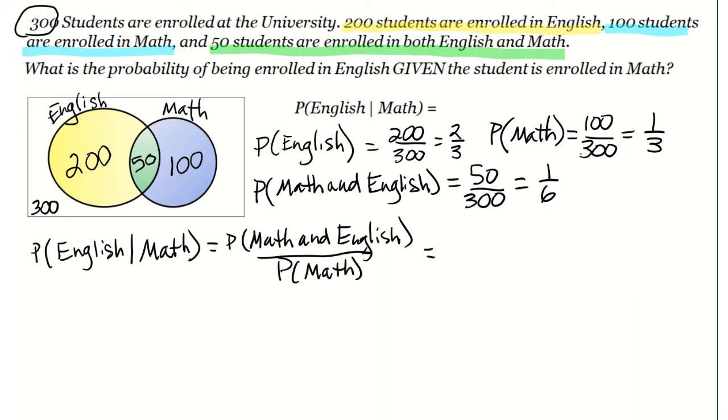So we can see from the numbers that we did before, that is going to be the probability of math and English is 50/300. And the probability of math is 100/300. Then we can simplify that to 50/100, which is 5/10, which equals 1/2, or 50%.